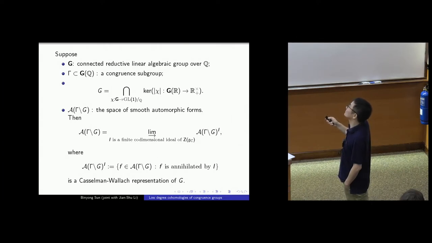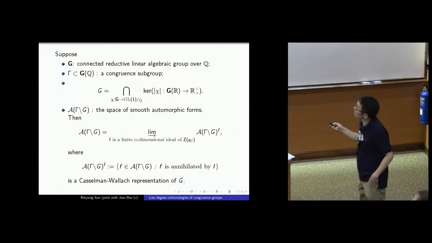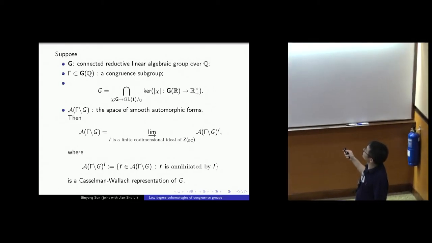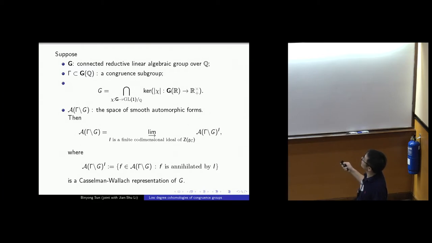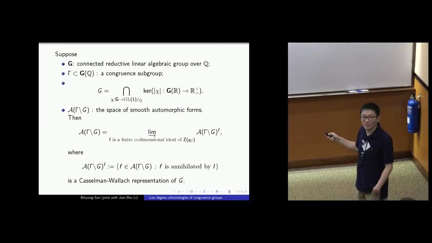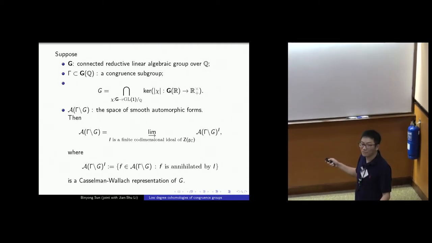Return to this more specific case. G is an algebraic group, and Gamma is a congruence group. And this G is the same. Then A(G mod Gamma) denotes the space of smooth automorphic forms. Okay. By definition, the space of smooth automorphic forms is a direct limit of these spaces. Here I is a finite co-dimensional ideal of Z(g_C), where Z(g_C) means the center of the universal enveloping algebra. This space, by definition, is all smooth automorphic forms which are annihilated by I. Okay. This space has a natural Fréchet topology, and under right translation of G, this is a Casselman-Wallach representation of G.